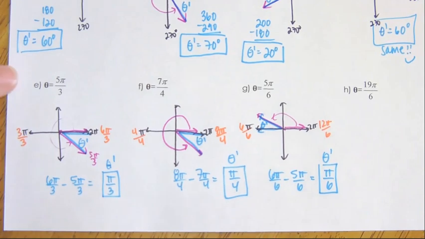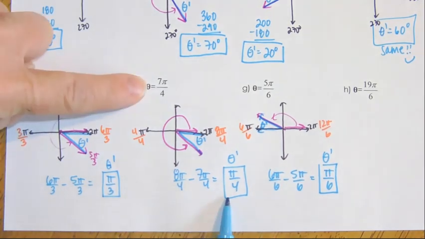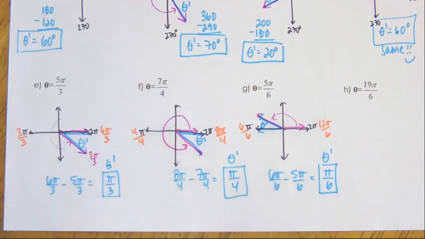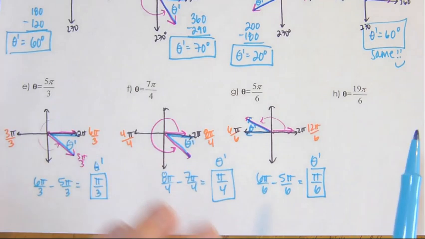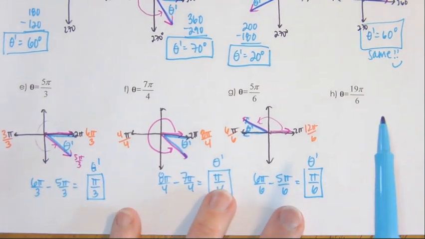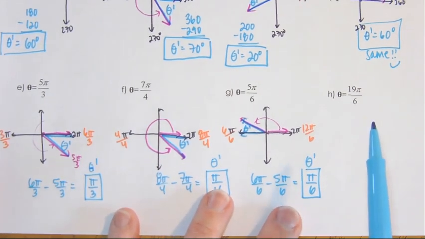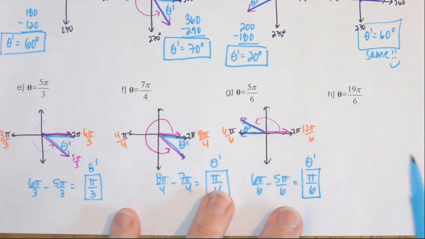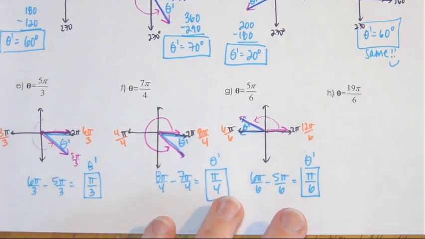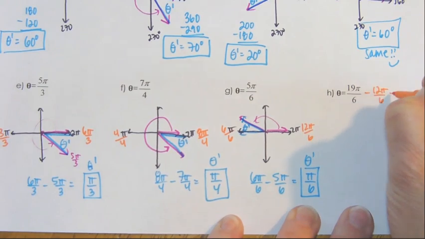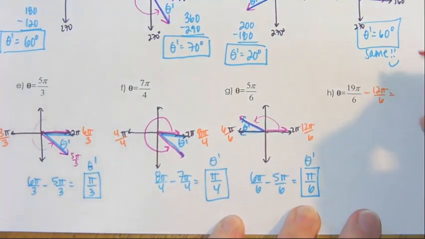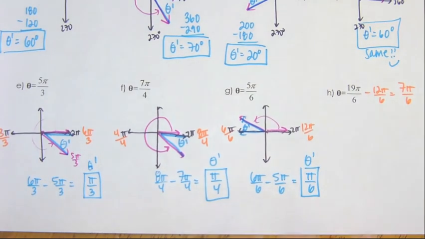Hopefully you're noticing that if it's over 3, you're just going to get pi over 3. If it's over 4, you're going to get pi over 4. If it's over 6, you're going to get pi over 6. The last one is actually more than a full circle. So I'm going to find a coterminal angle so that I don't have to spin this around. I'm going to take off a full circle, which is 12 pi over 6. So 19 minus 12 gives me 7 pi over 6.